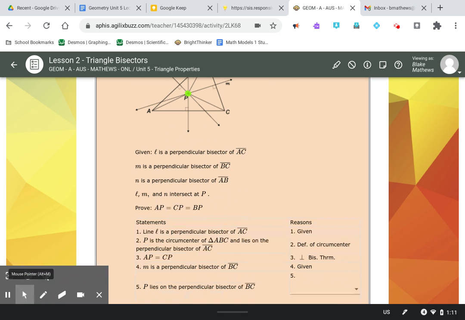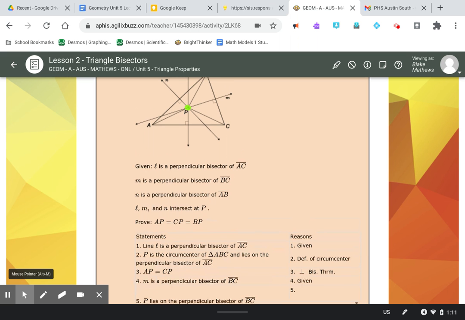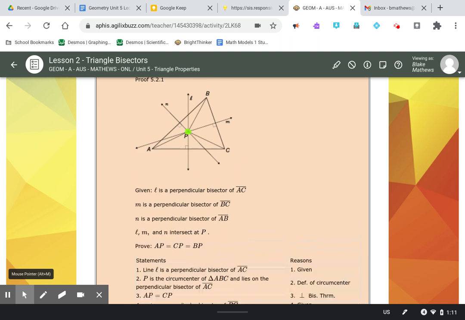So we have our given, and then it says that P is the circumcenter, and that's because the definition of circumcenter is that it's the intersection of the perpendicular bisectors. Then it says that AP is equal to CP. That's the perpendicular bisector theorem. So we know that AP is congruent to CP. That's this triangle here. So we already proved that those two are congruent to each other in blue.